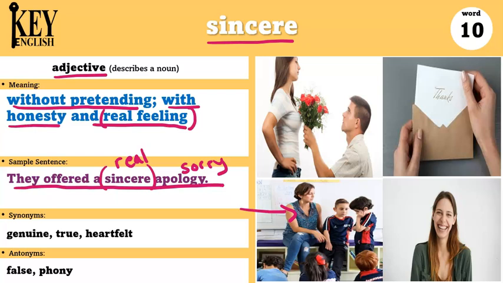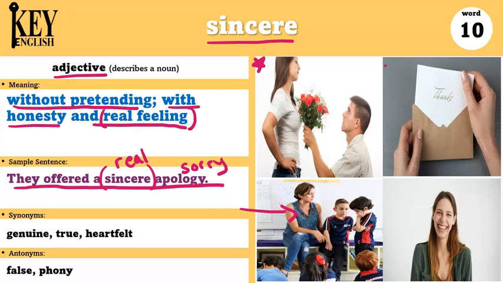When someone is sincere, you can really feel it. For example, they might say, "I'm so sorry, I didn't mean to hurt you." Then you can feel that they are actually really sorry. So that is sincere. People can give sincere apologies when they do something wrong.